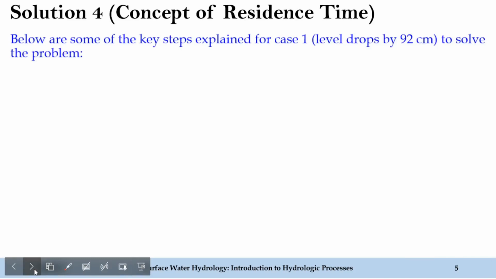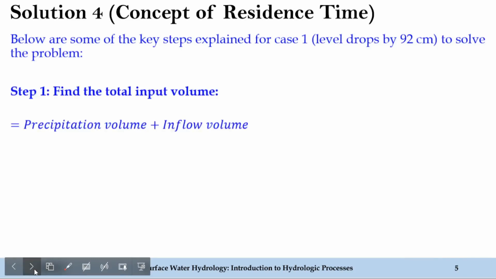Okay, so let's solve the first part of this problem, where the fall in the magnitude was 92 centimeters. So the reservoir level dropped by 92 centimeters is the first case. There are several steps to follow for solving this problem, and altogether our aim is to realize how the water budget equation comes into the picture and helps us identify the constant withdrawal rate from this reservoir. In step 1, we will be finding the total input volume.